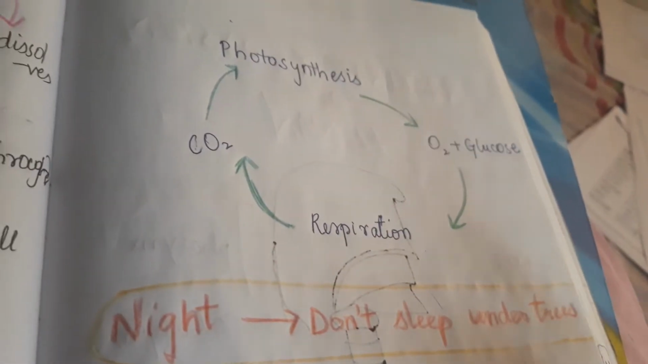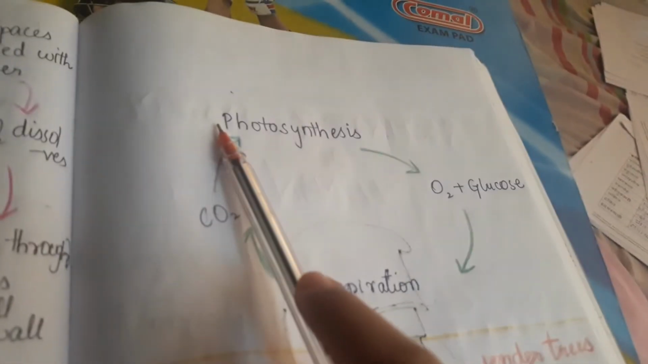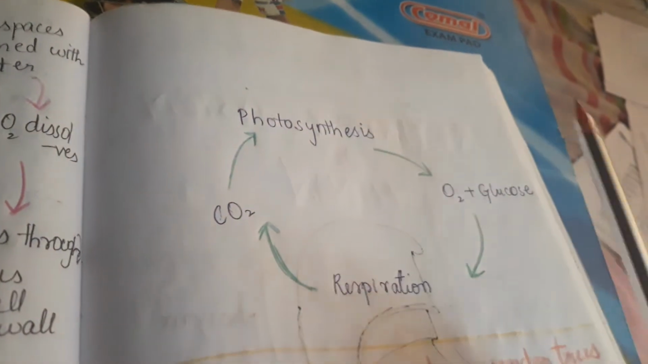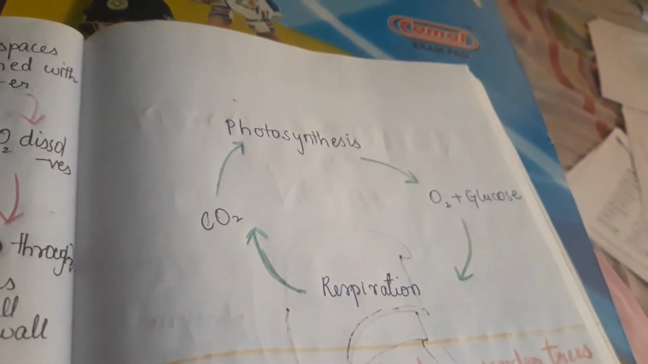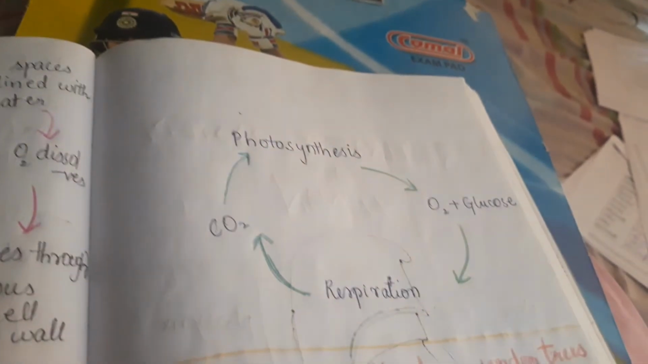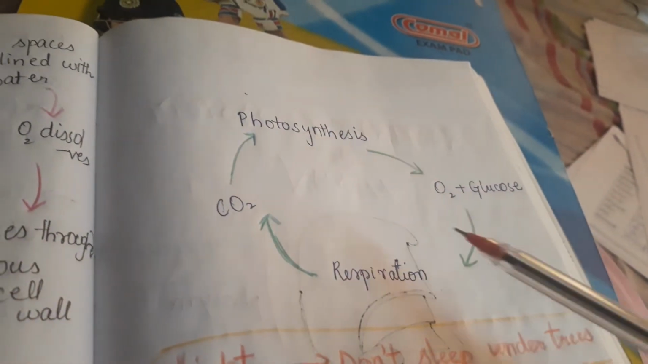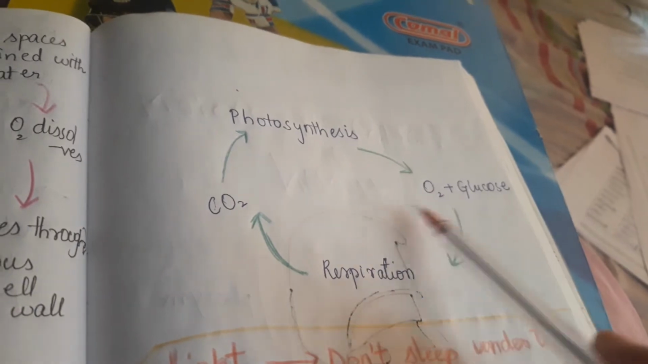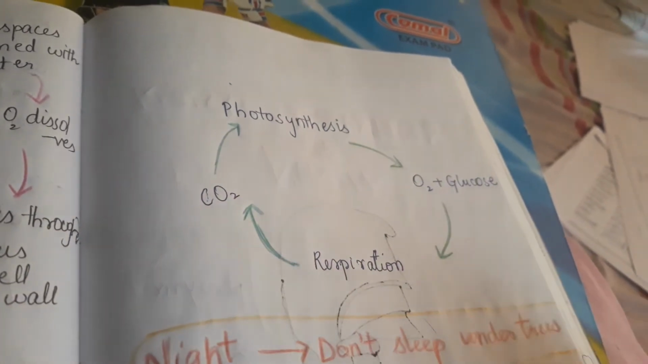Now we listen to the statement that at night we shouldn't sleep under trees. Why? Because at night we don't have photosynthesis, right? See, in the daytime photosynthesis will occur only when there is sunlight, right? At night we don't have sunlight, that is why photosynthesis is not occurring, and that is why oxygen and glucose won't be produced.